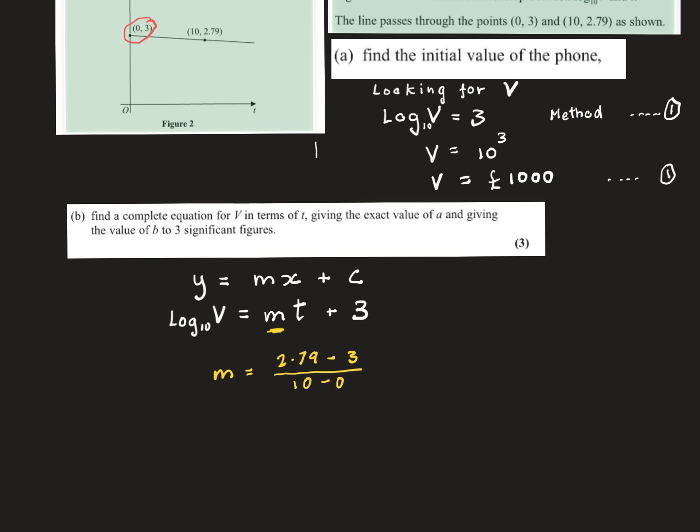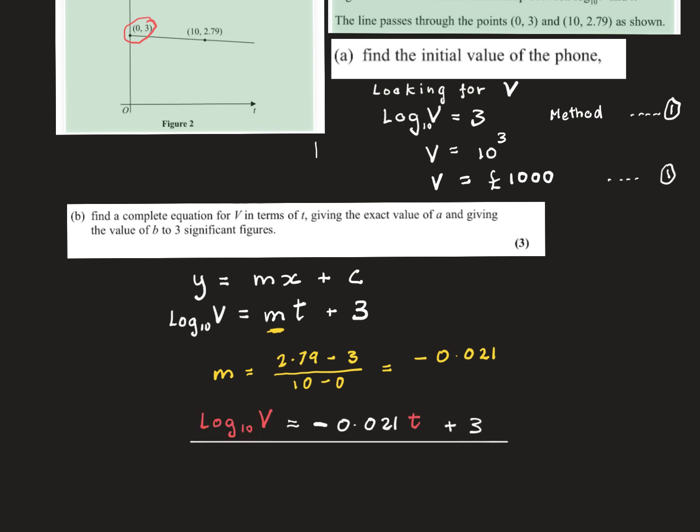What I'm expecting here for my gradient is a negative gradient, because we're expecting a decrease. Is there going to be a negative gradient? Indeed it is. If I use the calculator to find this out, I will get negative 0.021. And now we can substitute that into our equation.